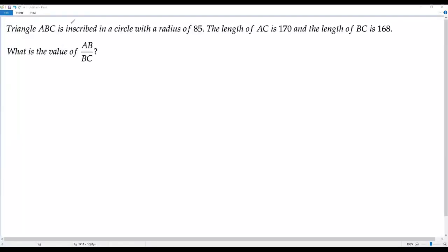Here we have a SAT math question. Okay, let's go with the information. Triangle ABC is inscribed in a circle with a radius of 85. The length of AC is 170 and the length of BC is 168. What is the value of AB over BC?